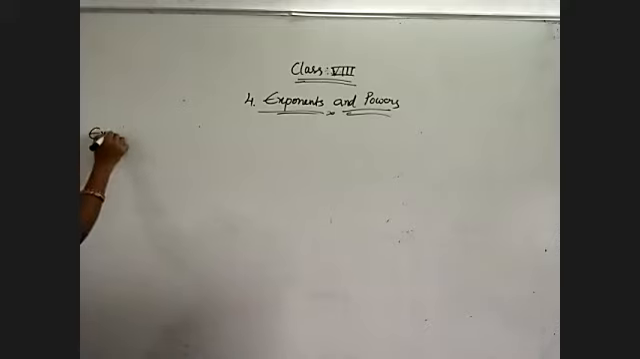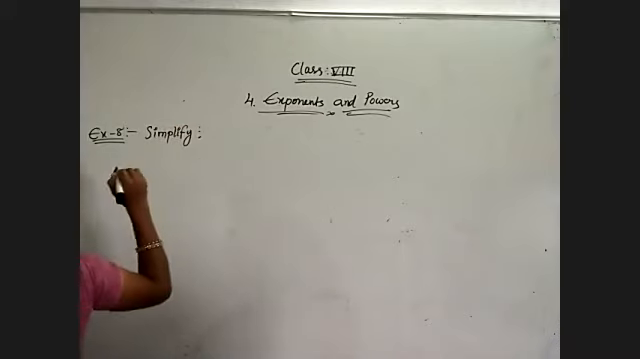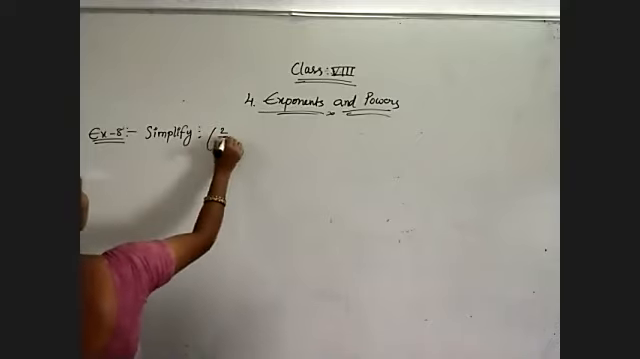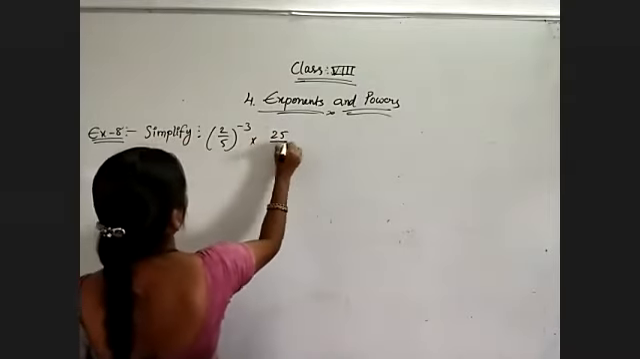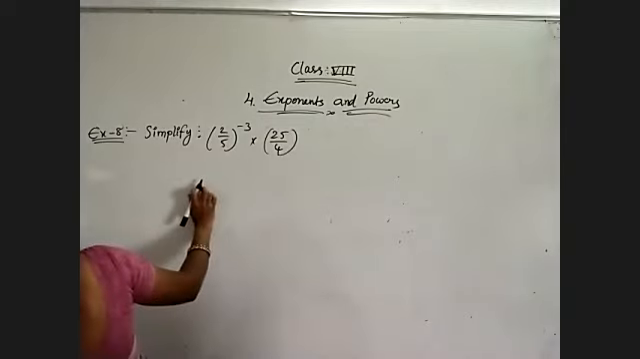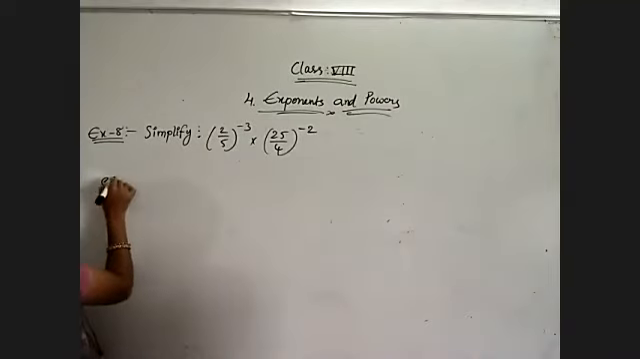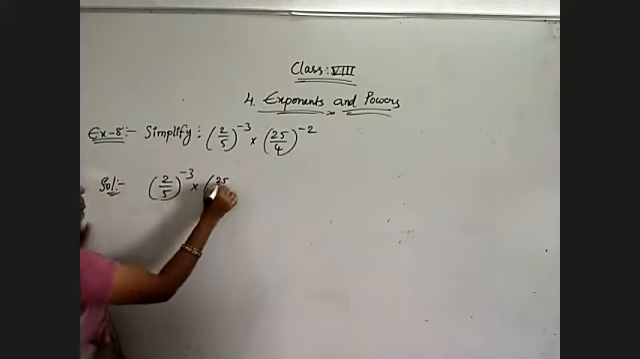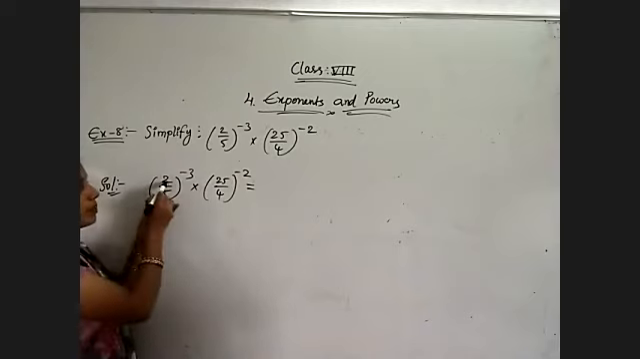Now coming to example 8. Simplify: 2 by 5 whole to the power of minus 3 into 25 by 4 whole to the power of minus 2. Okay, this is the given question. Observe the question first of all. 2 by 5 whole power minus 3 into 25 by 4 whole power minus 2. Just observe here. It is in p by q form.